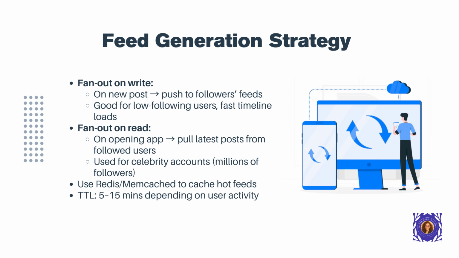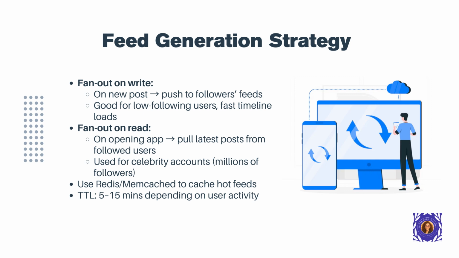Feed generation is where Instagram gets really interesting from a system design perspective. We actually use two different strategies depending on the user. For most users, we use fan out on write. When someone posts, we immediately push that content to all their followers' pre-built feeds. This means when you open Instagram, your timeline loads instantly because it's already prepared. This works great for regular users who follow a reasonable number of people.